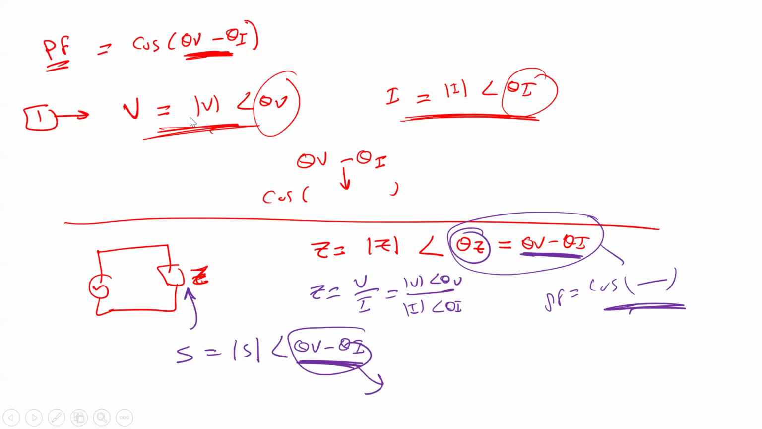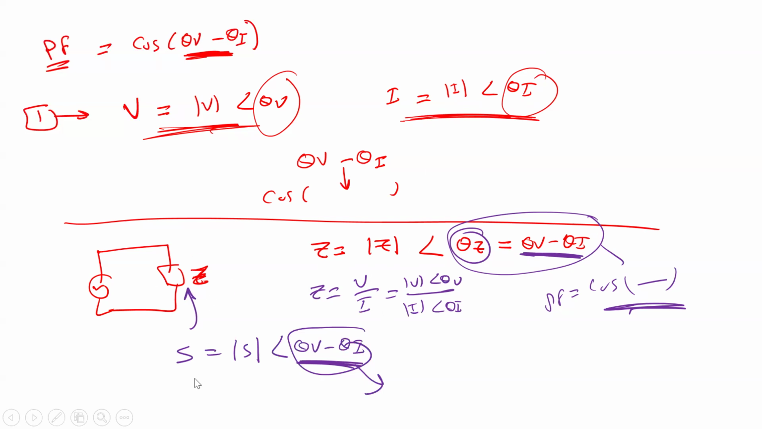Number one, you know V and you know I. That means I know theta V and theta I, and I can just subtract. This is number one. Number two, I know Z. Once you know Z, the angle there is actually theta V minus theta I. You can just take it and get the cosine. That's it.